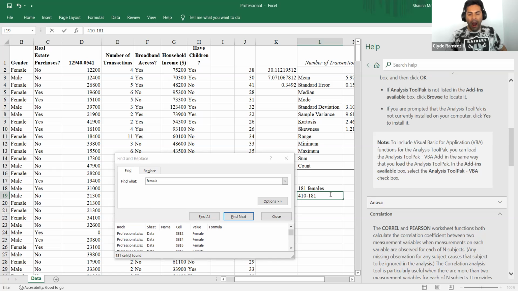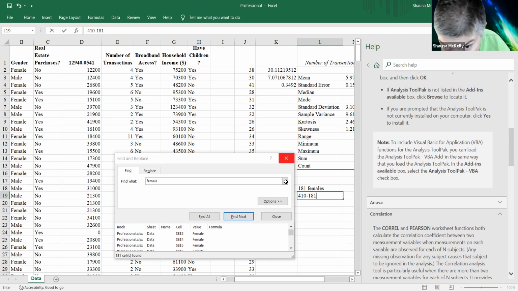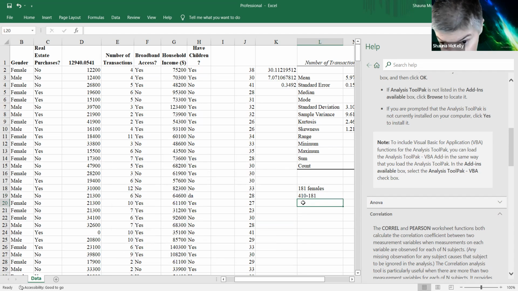Yeah, so now you want to know the proportion. So the proportion of males. So this is 229 males. You want to know the proportion, so you're going to take 229, this is going to equal 229 divided by 410. And so the proportion of males is 0.5585.